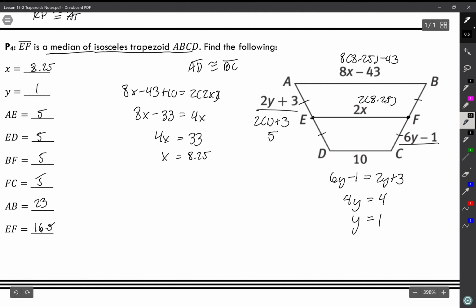And guys, that is the lesson on trapezoids, okay? That's all we got. We spent less than 15 minutes doing that.